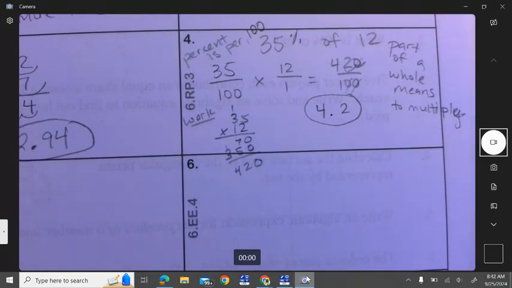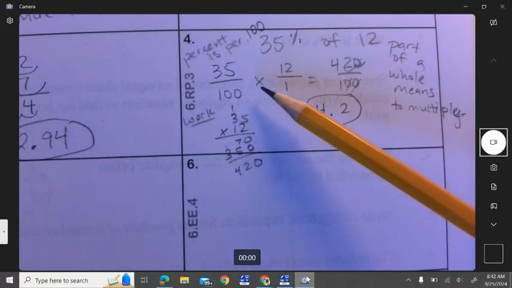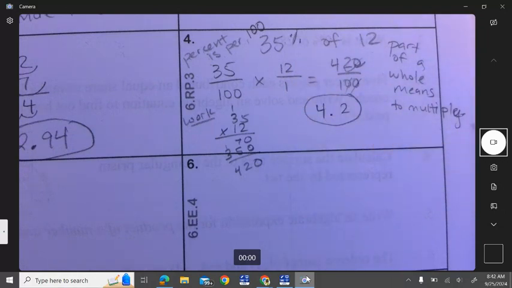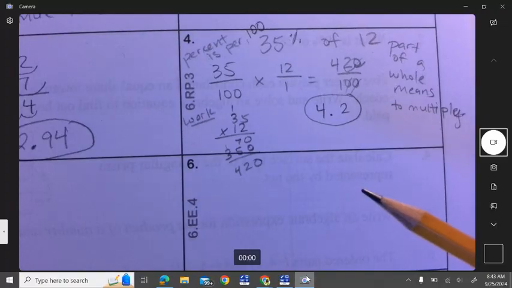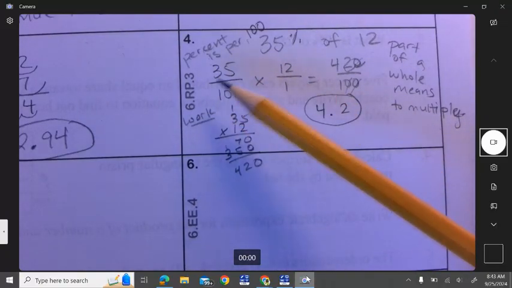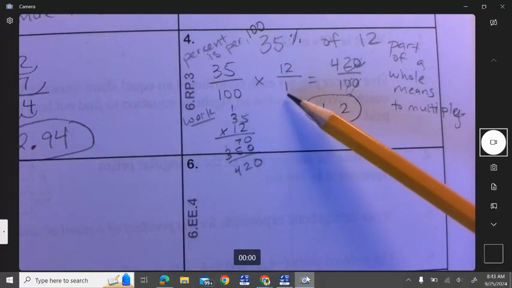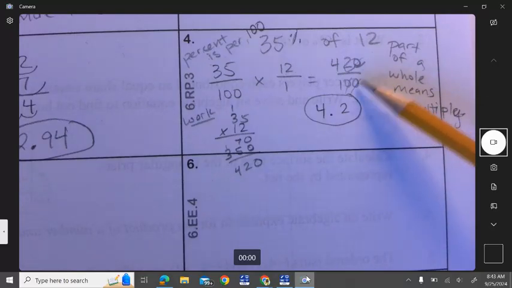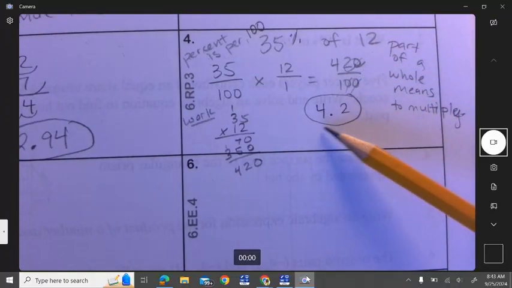So 35% is the same as 35 over 100 multiplied by 12. 12 is 12 over 1. Multiplying fractions, you just multiply straight across. So 35 times 12 is 420. 100 times 1 is 100. You simplify, divide by 100. That means you're just moving the decimal twice. So instead of 420, you move the decimal over twice, and then the answer is 4.2.